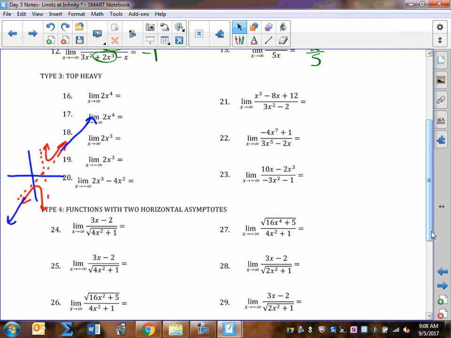All right. Now with top heavy, we've got a couple of ways we can do this. Let me get this out of the way. Have you guys heard of the end behavior models?